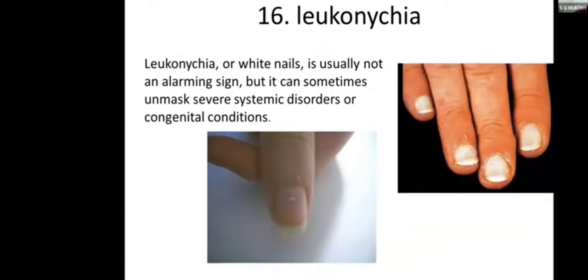Leukonychia, leuko means white, onychia means nail. Leukonychia is white nail, usually not alarming at all. Some people will have congenitally white nail, some people will have a white dot which comes and travels forward. Now this is almost one third of the nail, so it has been there around 1 month, and it will disappear. It has got no significance at all.